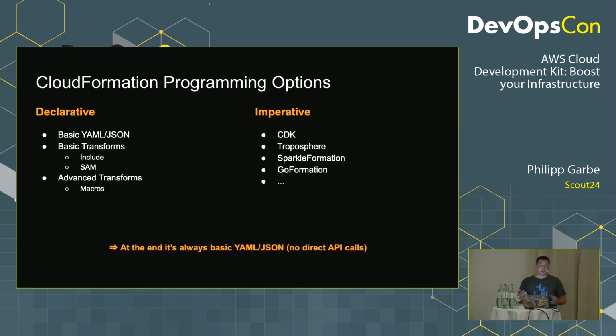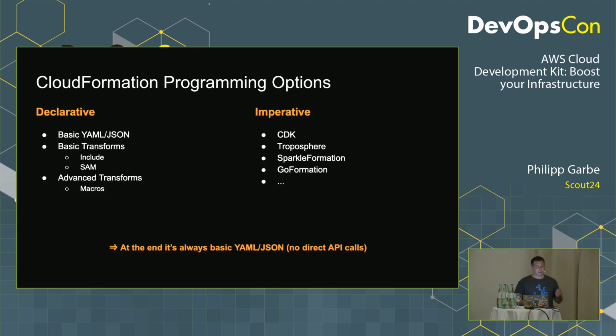When you look at CloudFormation, both ways are actually supported at the moment. So on the declarative side, you have your basic YAML or JSON file. You can also do more advanced stuff there already. So you can use include statements, which means you refer to a snippet which is stored somewhere on an S3 bucket and include that in your template file.